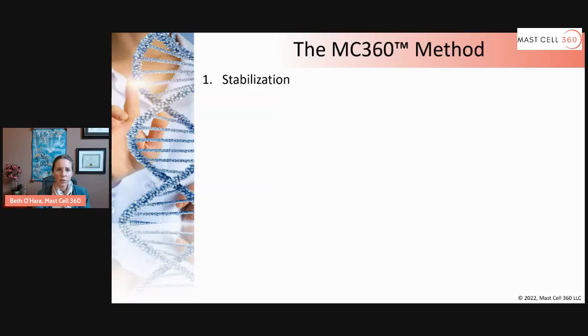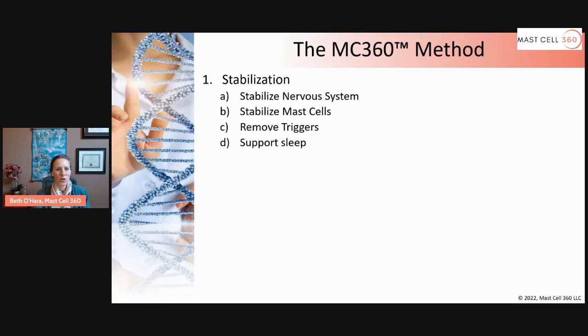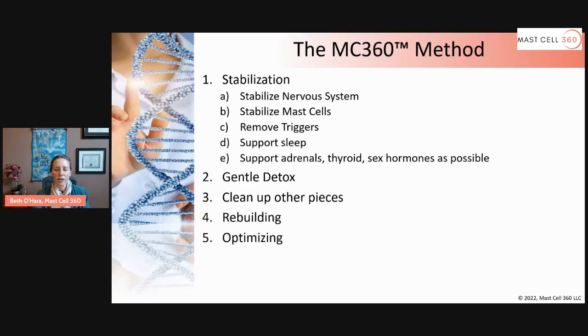So it starts with stabilization and nervous system stabilizing. And then the mast cells we stabilize with mast cell calming agents, removing triggers, supporting sleep. So you can see the rest. I'm not going to go through all of it, but I just want you to have the context of where what we're talking about here is step number 1. And it's so critical that we do this and that we continue to do this.